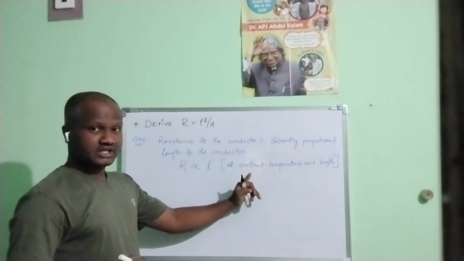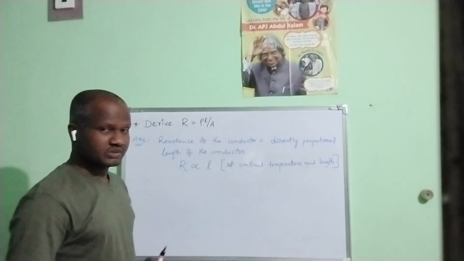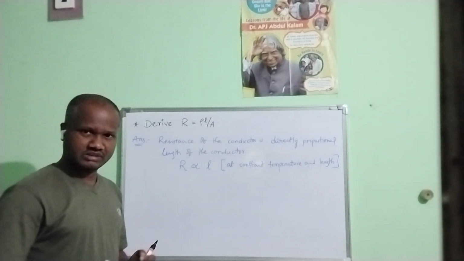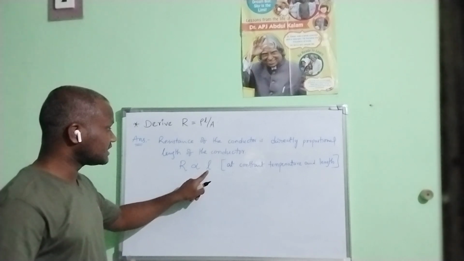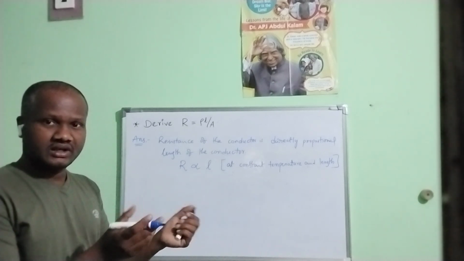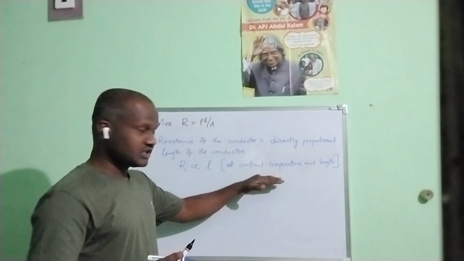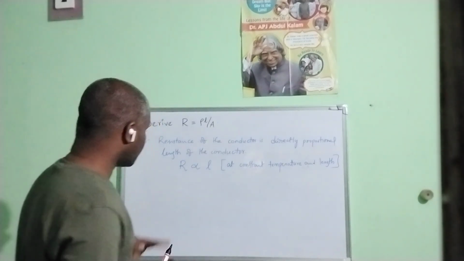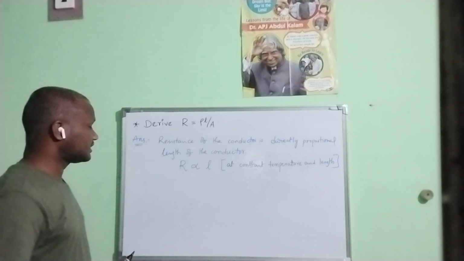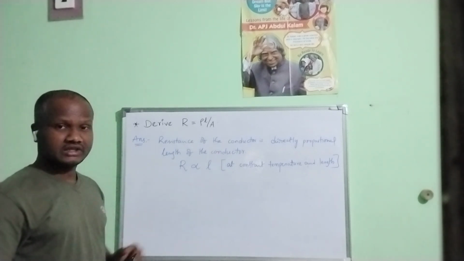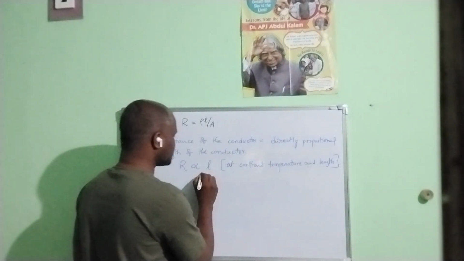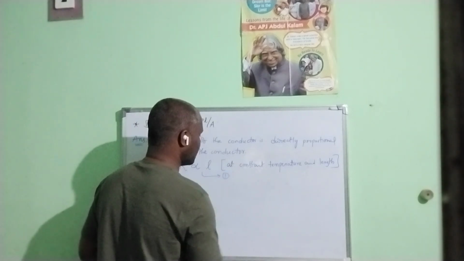Why do they mention constant temperature? If temperature increases, in electrical poles or in some other places also we can see that there is an increase in the length of the wires. So that is why we mention at constant temperature only the resistance of the conductor is directly proportional to length of the conductor, and we consider this as equation number 1.